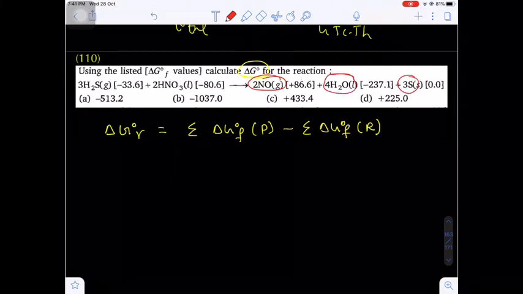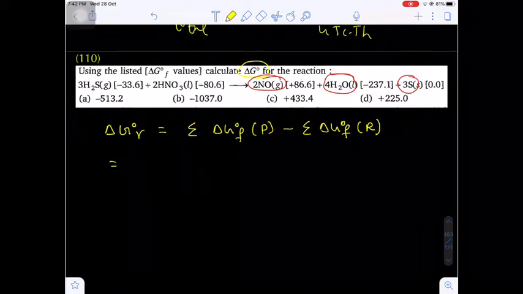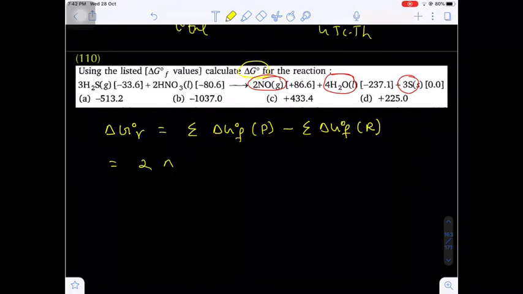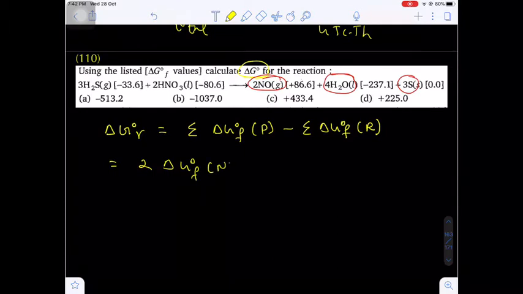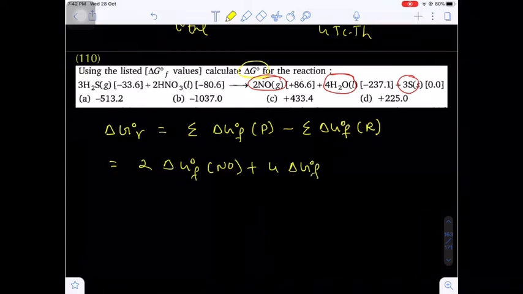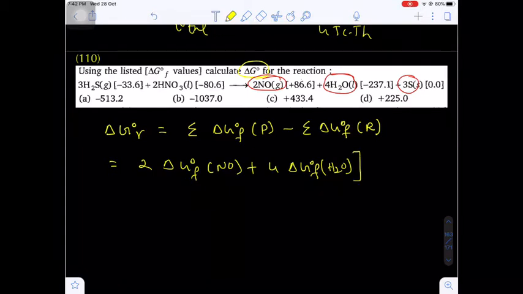First of all, I am writing the products' change in Gibbs free energy of formation. On the right hand side, how many moles of NO? 2 moles. So 2 times delta G0 F of NO plus, now 4 moles of water is there, so 4 into delta G0 F for H2O. And what about the sulfur? For sulfur the Gibbs energy of formation will be 0, so no need to write the sulfur. Only the 2 products are taken.